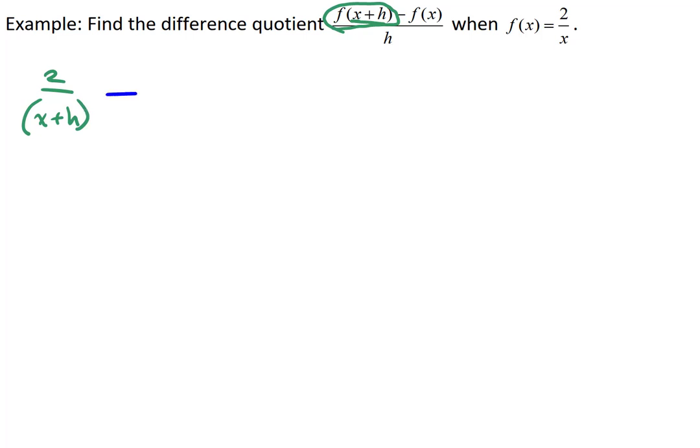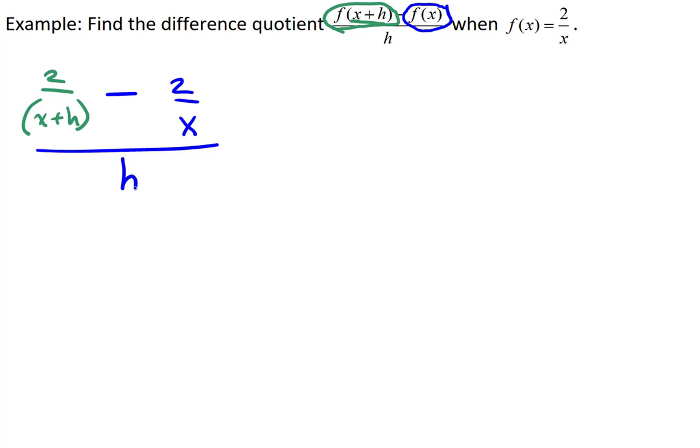Next, we subtract, and then in the difference quotient, the second term of the numerator is f of x. Well, that's just our original function. So we'll just put minus and then 2 over x. We're not even plugging anything in for x other than itself there. And then this is all over the value h. The only thing left to do is to simplify this expression, but this is certainly not a quick simplification.